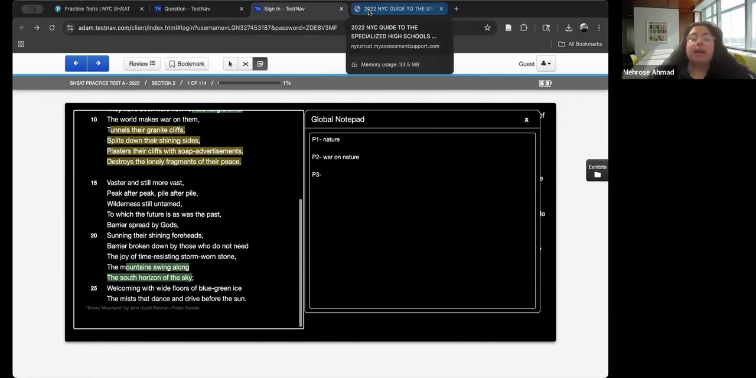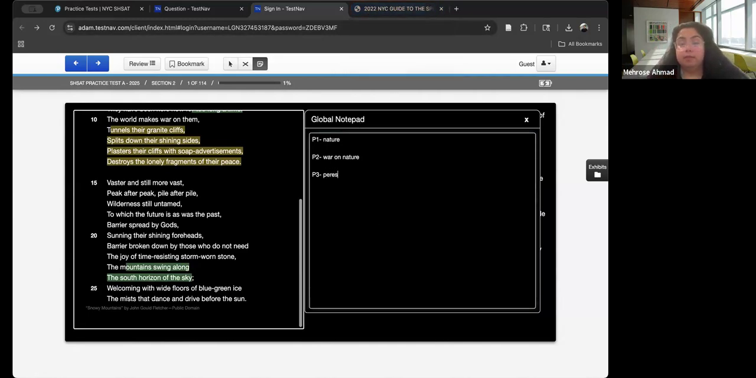So this is implying that there is a resilience or endurance of the mountains, that they're still vast, they're still untamed, they're still welcoming, blue green ice, etc. So I would just say persistence of nature. And again, if you don't understand a specific stanza, like I would say this stanza was a little bit more challenging, that is okay. As you continue to explore the passage through questions, you will start to understand it better.